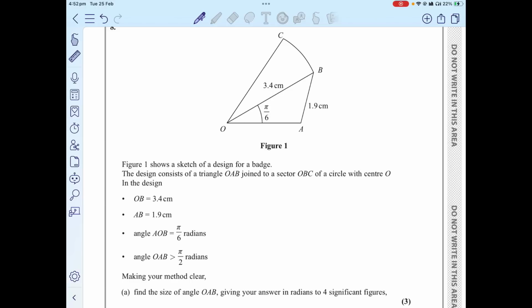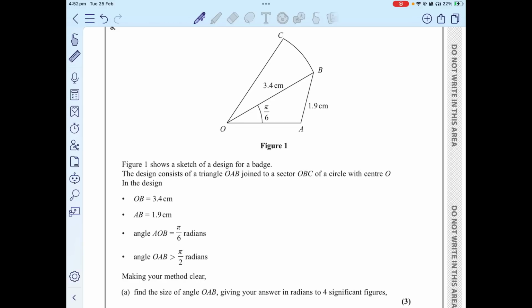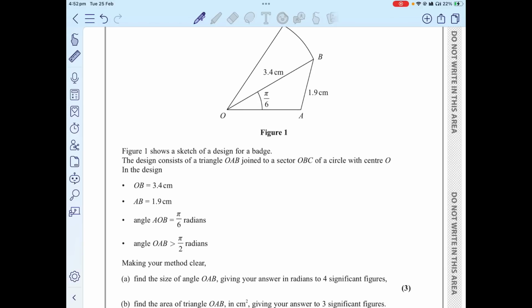The design consists of a triangle, OAB, joined to a sector, OBC, of a circle with center O. In this design, we have OB as 3.4 centimeters, AB as 1.9, angle AOB is pi over 6, and angle OAB is greater than pi over 2 radians. Making your method clear, find the size of the angle OAB. OAB is basically this angle.